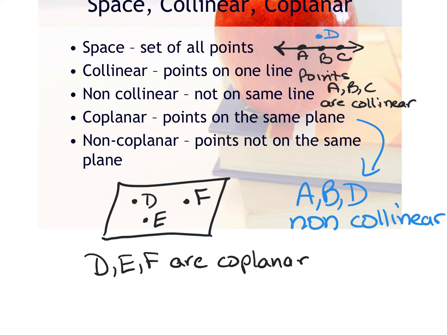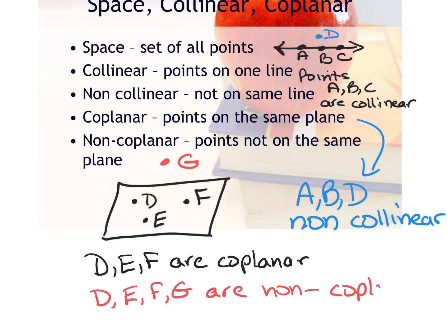Now, if I were to draw in a 4th point, and let's say I put the point up above here, and let's say I call this point G, then I would say that points D, E, F, and G are non-coplanar because point G is on top of that plane. So I'm going to go ahead and show you, like if I take a piece of paper and let that represent a plane, and how I could put a point on top of it.